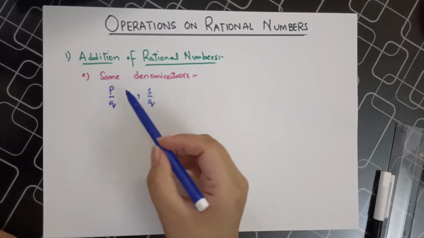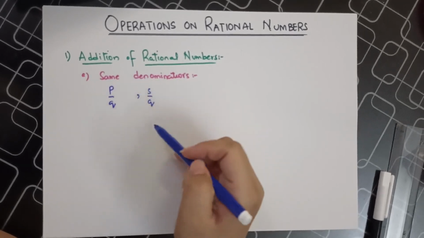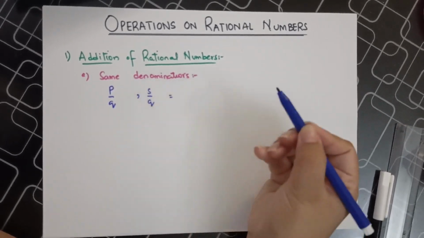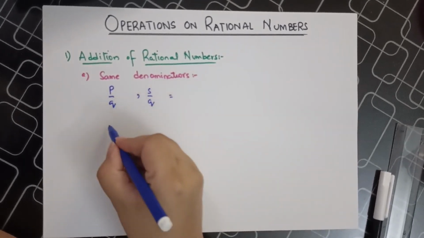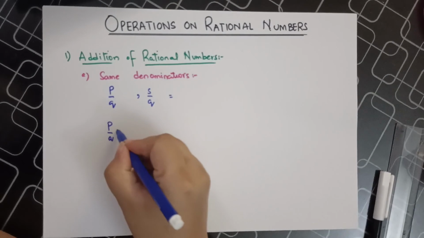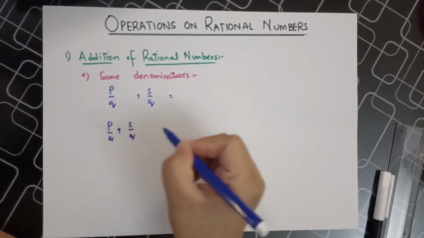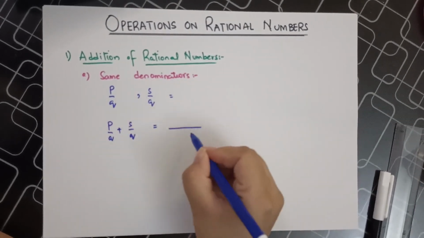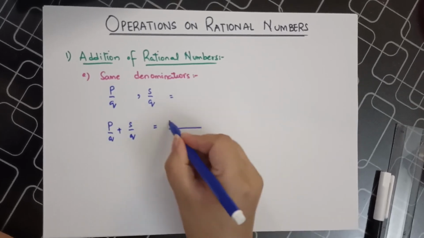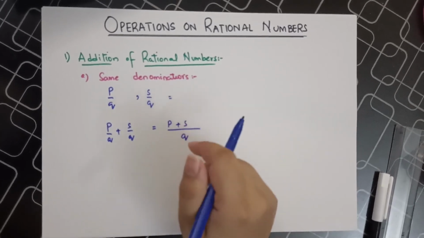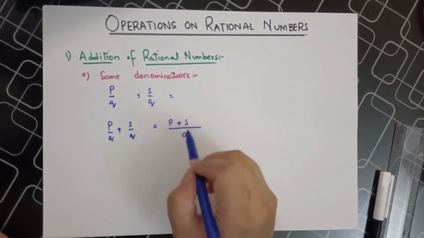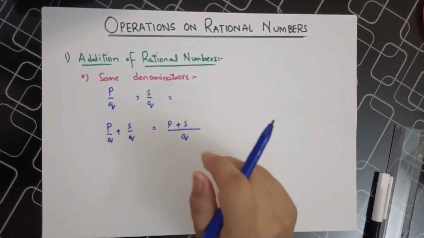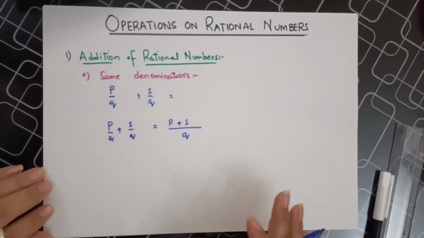Let's suppose that we have two numbers like p upon q and s upon q. How are we going to add them? Here you can see p upon q plus s upon q will be written as p plus s upon q. You take the denominator as whole, and this is how you add the numerators together, and the denominator will remain the same. Let me explain this with the help of an example.